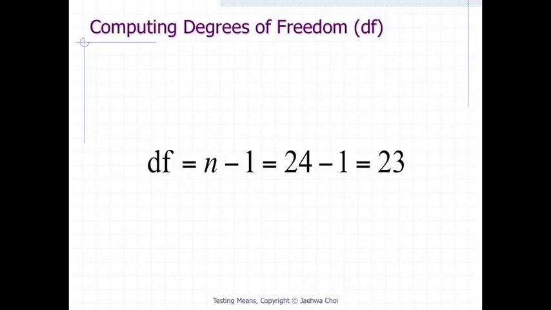To get the probability value of a t of 3.22, we need to know how many degrees of freedom we have. The degrees of freedom is equal to n minus 1, which is 23 in this case. Notice that n is the number of the different scores because these are the scores that we're analyzing.